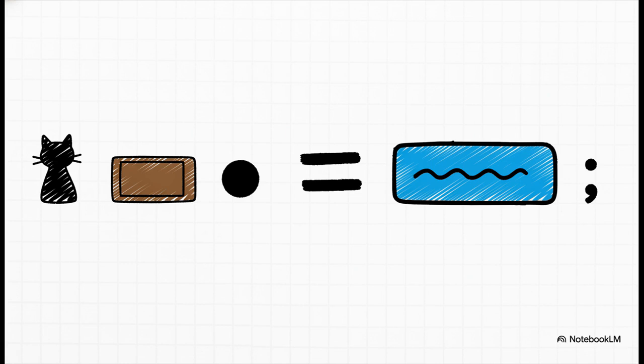And inside main, we find our action. printf("Hello, World!\n"). This is a statement. It's a single command that tells the computer to do something. This is where our algorithm really comes to life. And see that semicolon at the very end? That is so important. It's like the period at the end of a sentence. It tells the compiler, okay, this instruction is done, move on to the next one.